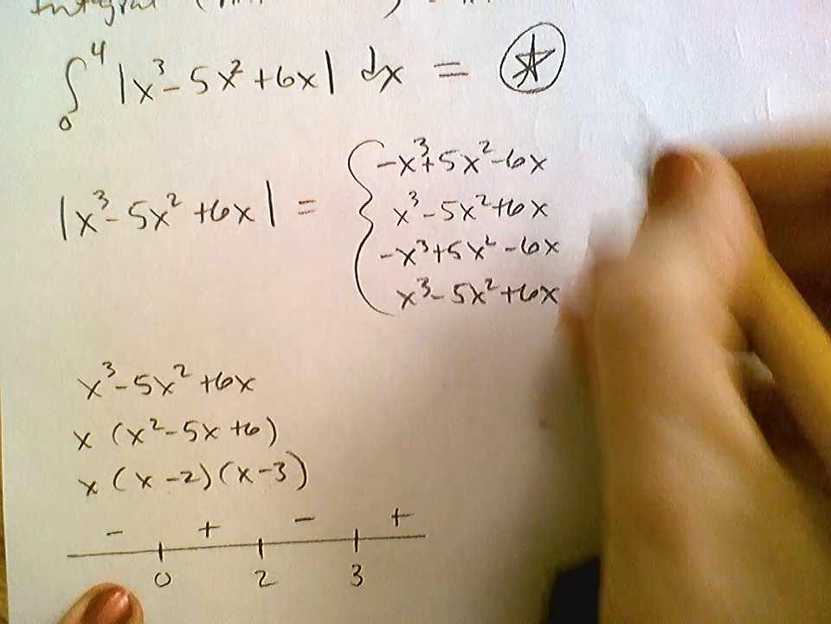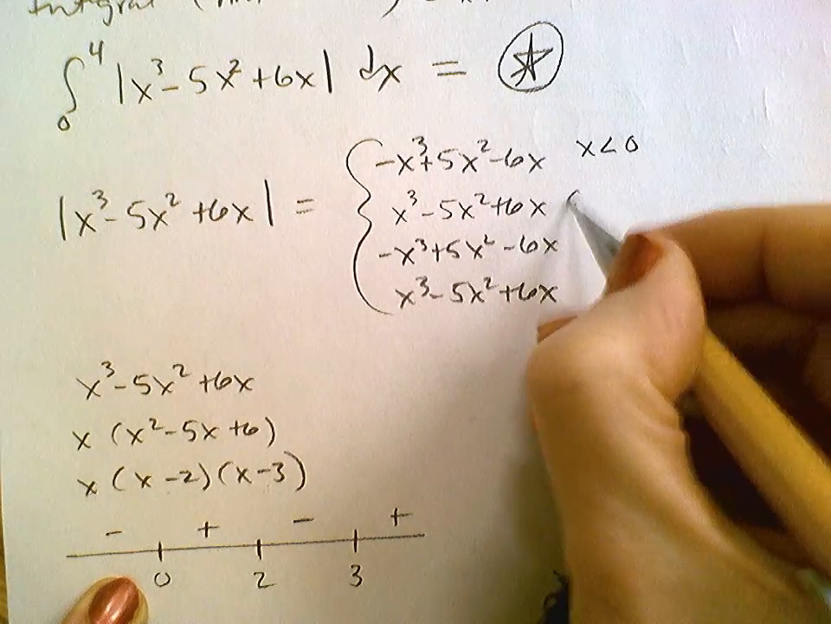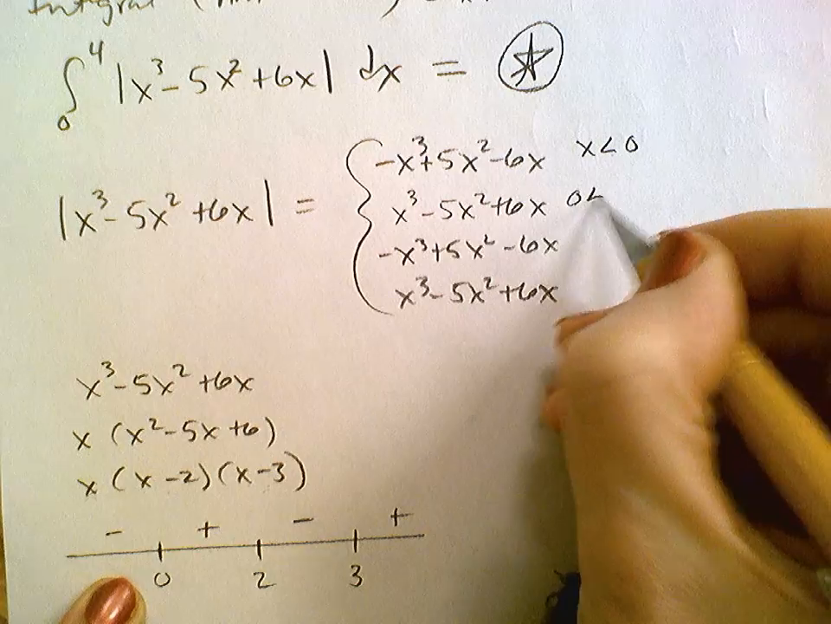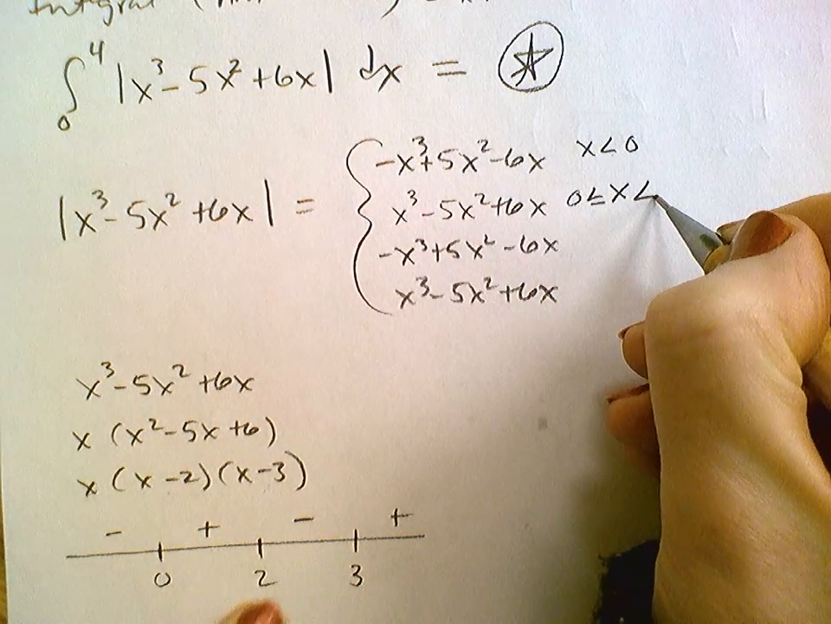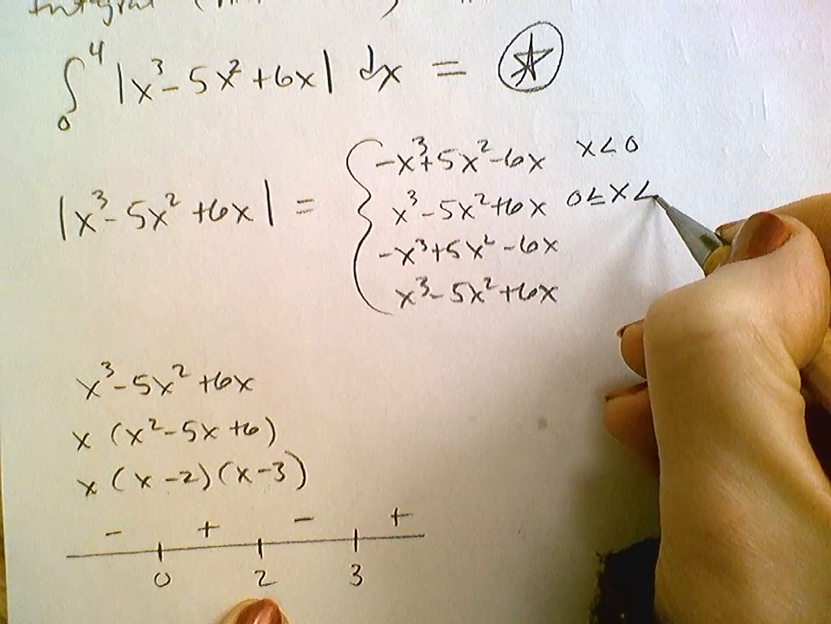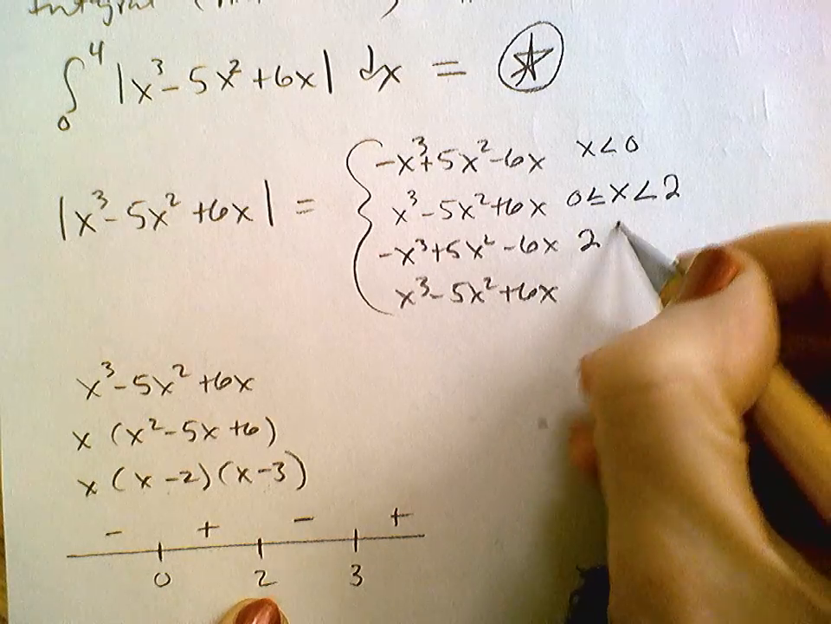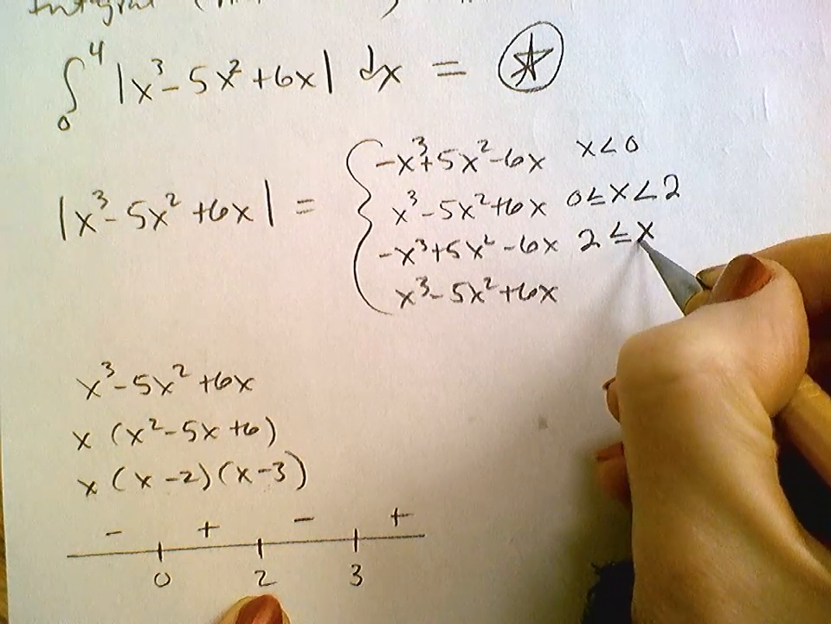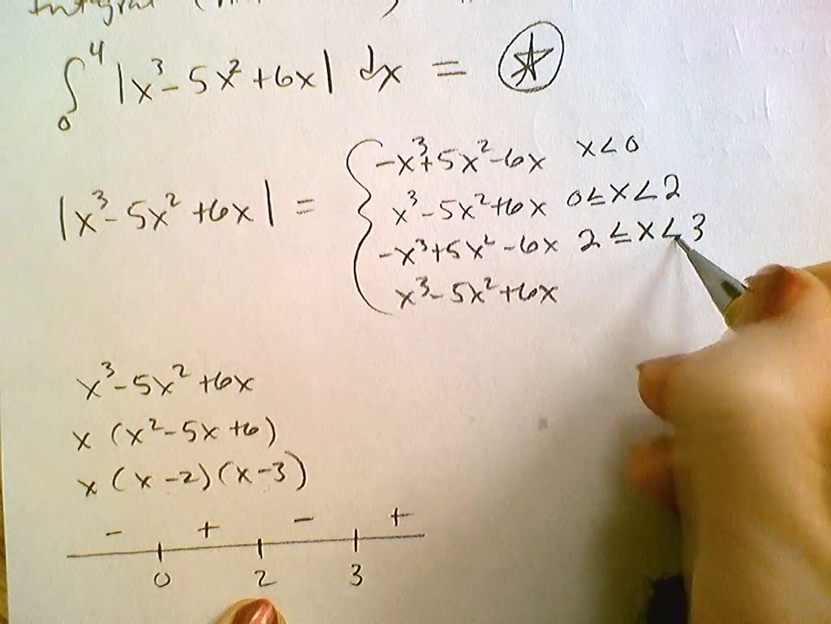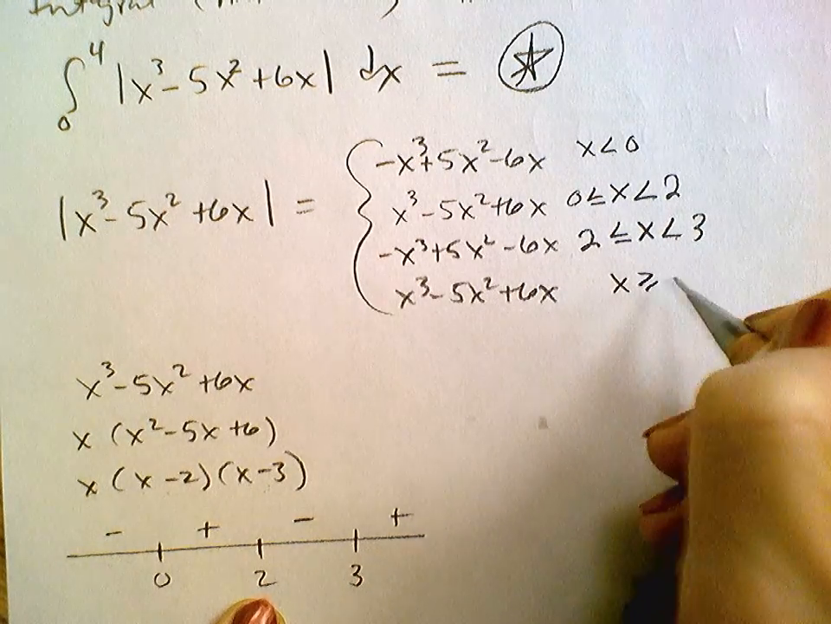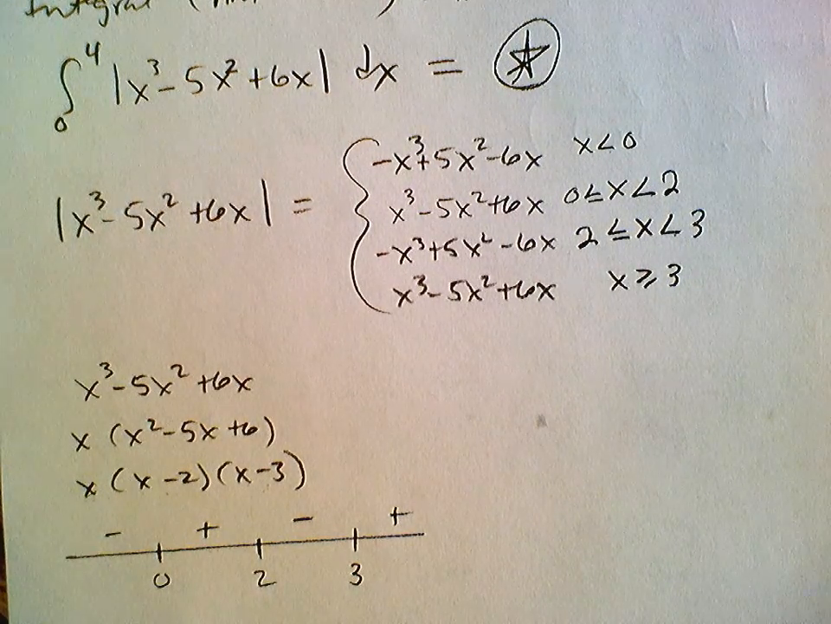This interval, x is less than 0. This interval, 0. This I did less than, so I've got to do less than or equal to on the next one. And I guess I'll just do less than 2. And since I did less than here, I've got to do less than or equal to here, 3. And since I did less than there, I've got to do greater than or equal to there.